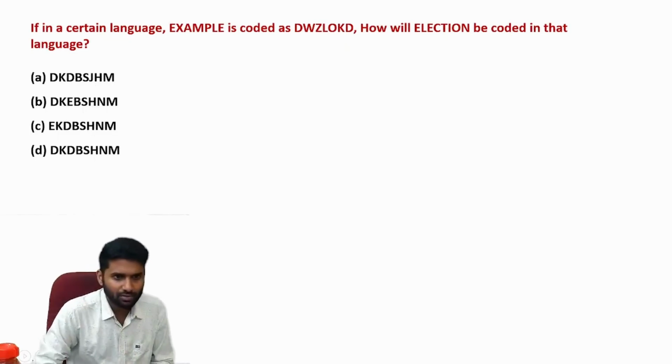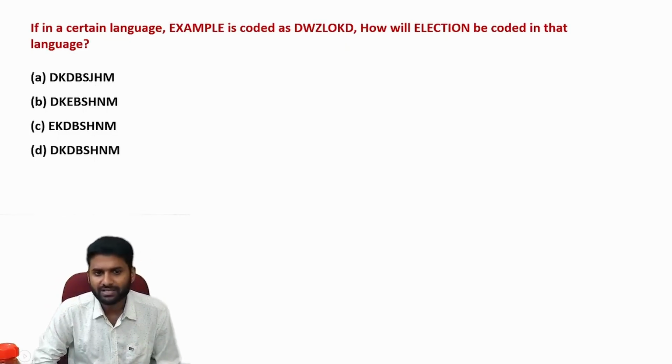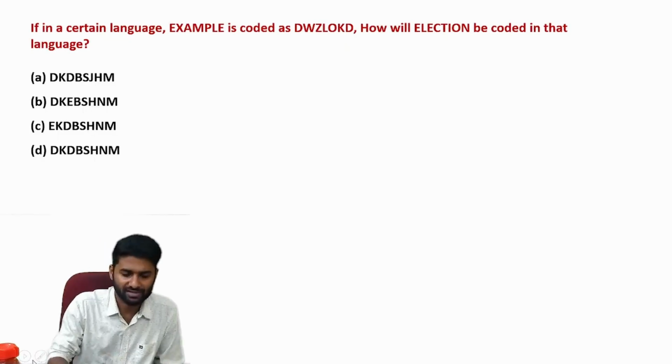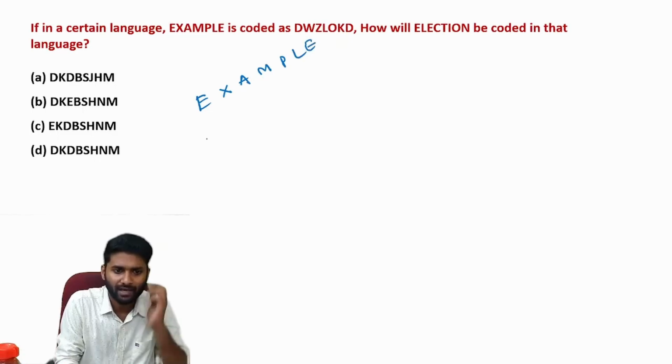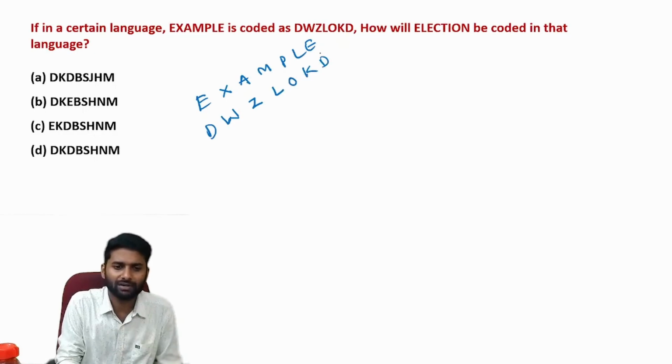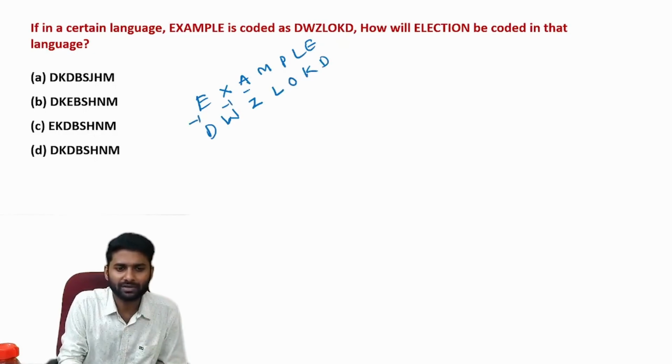In a certain code language, EXAMPLE is coded as DWZLOKD. Then how is ELECTION coded in that language? So let's take the alphabets here: E, X, A, M, P, L, E. If you do not understand, convert the letters into numbers, then you will get the logic, guys. But you can see that it's all about the previous letters. Every time they consider the previous letter.